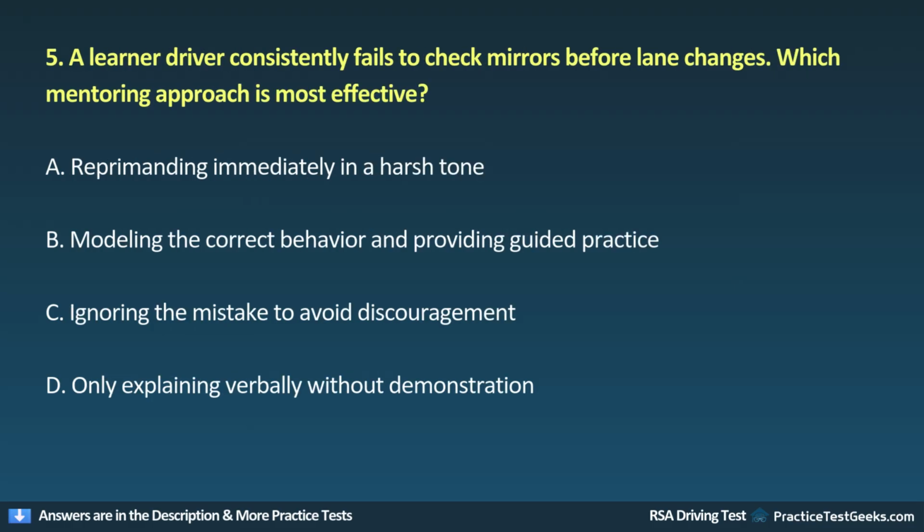5. A learner driver consistently fails to check mirrors before lane changes. Which mentoring approach is most effective? A. Reprimanding immediately in a harsh tone. B. Modeling the correct behavior and providing guided practice. C. Ignoring the mistake to avoid discouragement. D. Only explaining verbally without demonstration.